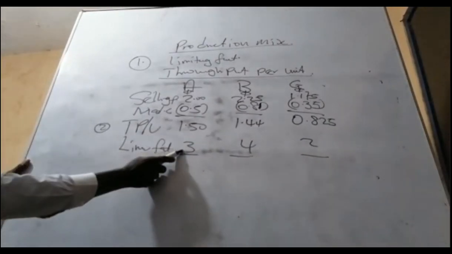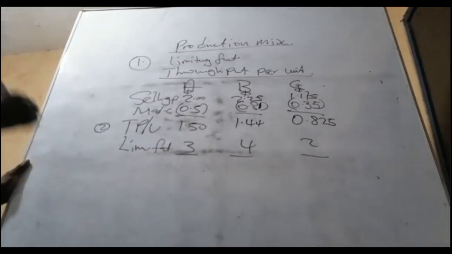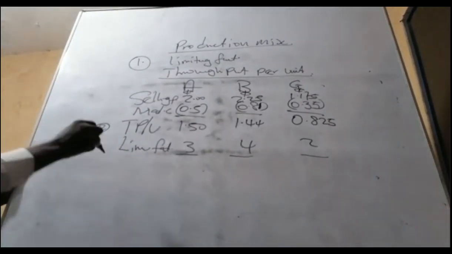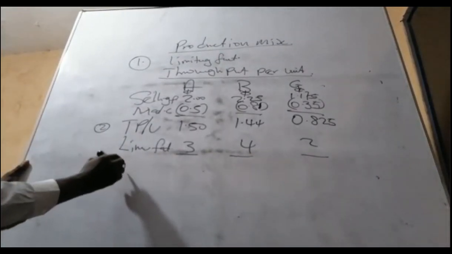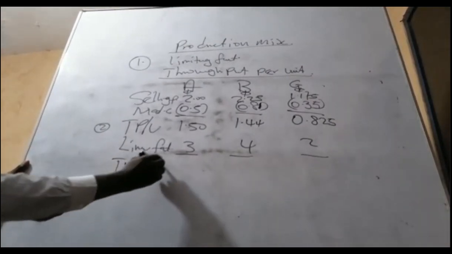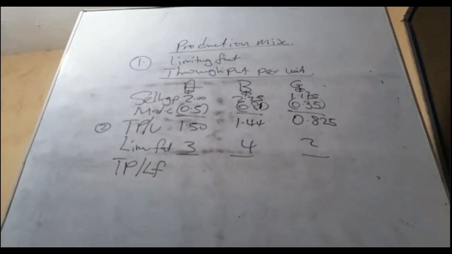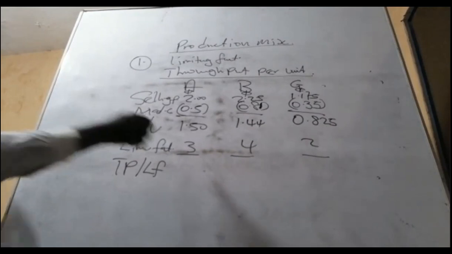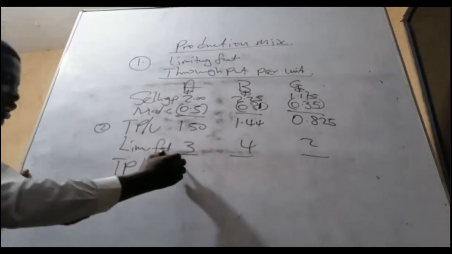Sorry. What is the throughput per limiting factor? It will be throughput per limiting factor. Agreed. Throughput per limiting factor. So 1.5 divided by 3. That will give us what? Ghana cedi of 0.5 per minute.